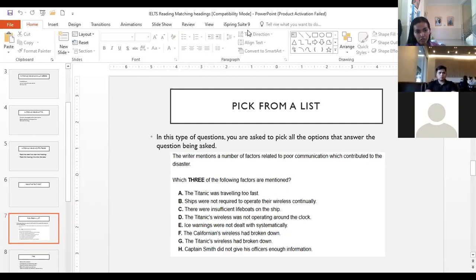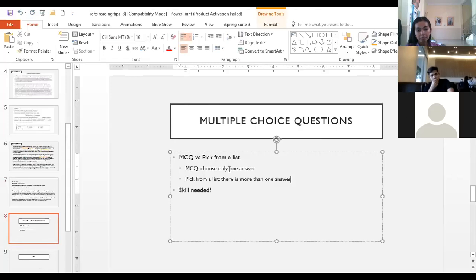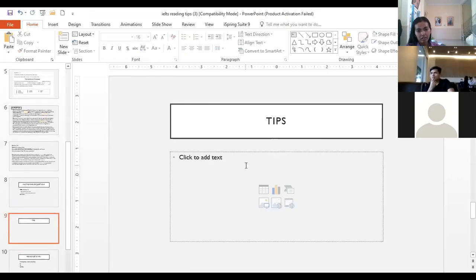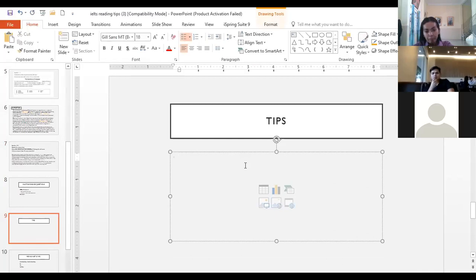So what about the tips? Do both question formats have the same tips, or do we need to apply different tips? I think similar. How similar? Same skills, we use skimming and scanning. What about the way of completing the question? Do you read the passage first or the questions first? Which one is recommended for this form of questions?